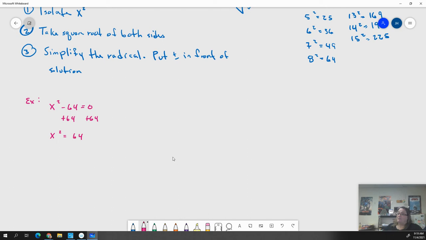Now that allows me to take the square root of both sides, right? We're going to take the square root of x squared and the square root of 64. When I take the square root of x squared, I'm left with x. When I take the square root of 64, I am left with, if you look at 64, well, we know it's a perfect square because right here it's 8 squared. So we could just actually pull that out as plus or minus 8.